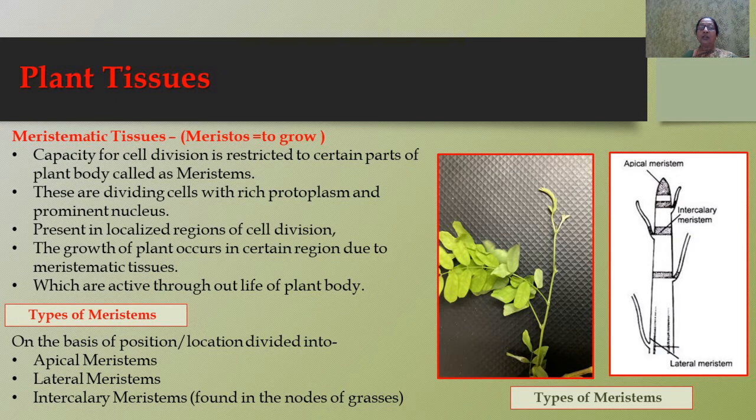Now, on the basis of the location or position of these meristematic tissues, or meristems, they are divided into three major types. That is the apical meristem, which I have shown in the figure. The second one is the lateral meristem, and the third one is the intercalary meristem.